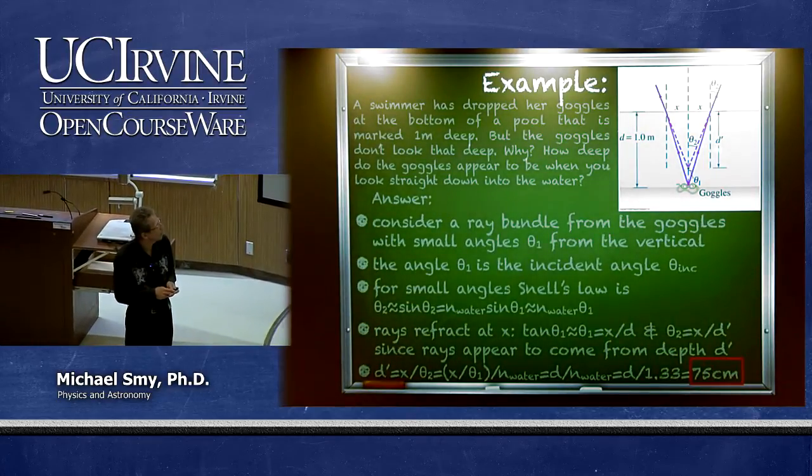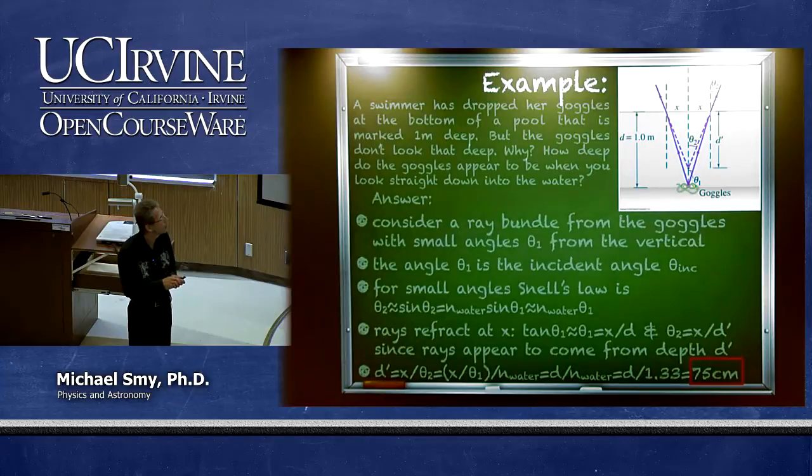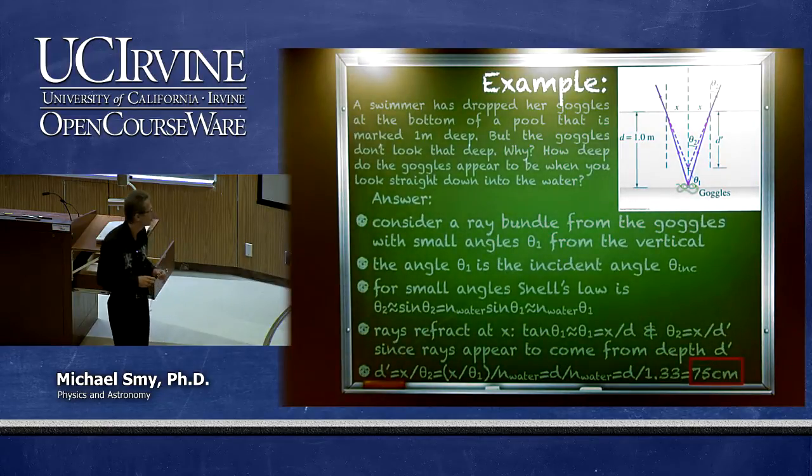If we define d prime as the apparent depth of the pool, meaning if we continue those rays into a straight path, then they would meet at a point that is above the goggles. And we have a similar relation, only now that we have d prime and x. So the tangent of theta 2 equals x over d prime.